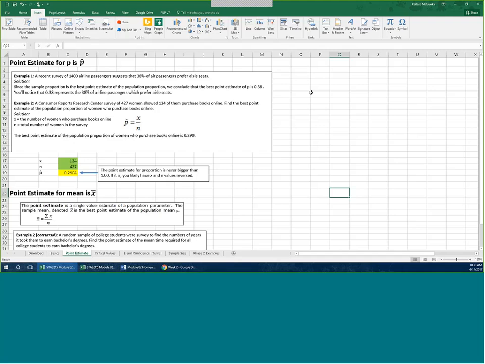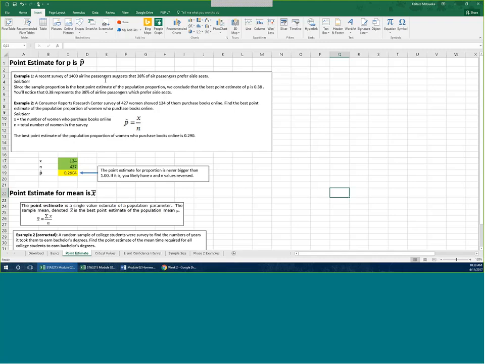What is the best guess we can get for proportion? The letter we're going to be using is P for proportion. The point estimate for that is called P hat, P with a little hat. So if you're asked to figure out the point estimate for proportion, what you're looking for is the P hat. The formula for P hat is X over N. It's basically the proportion. There are 2 ways to figure out P hat.